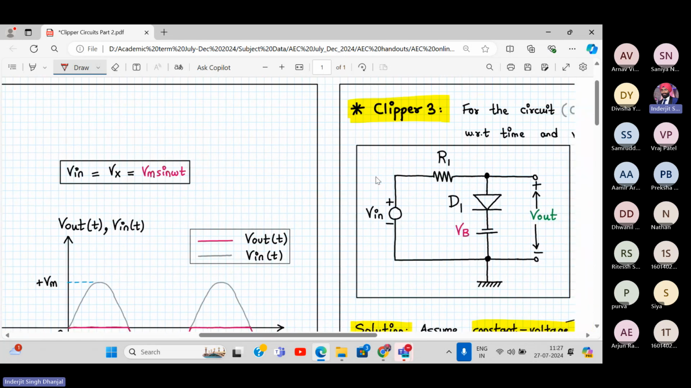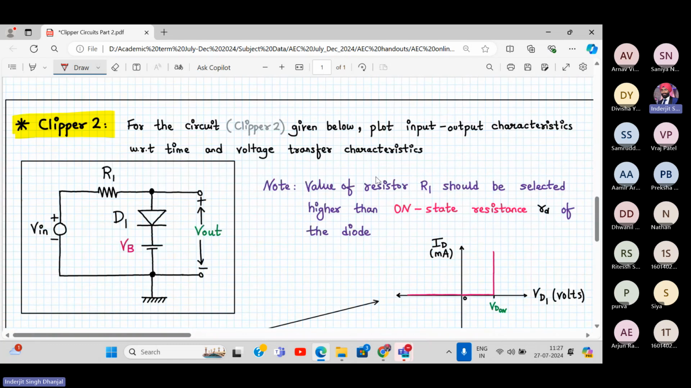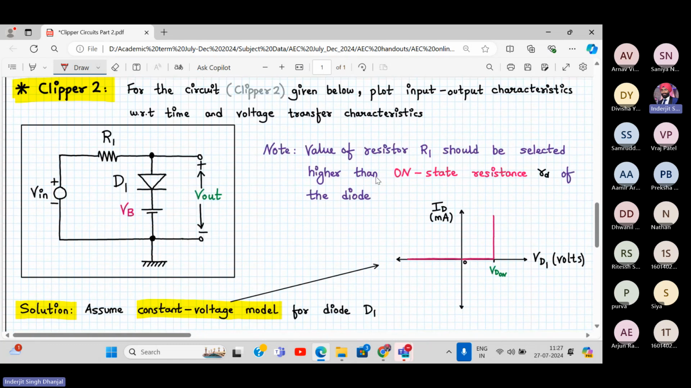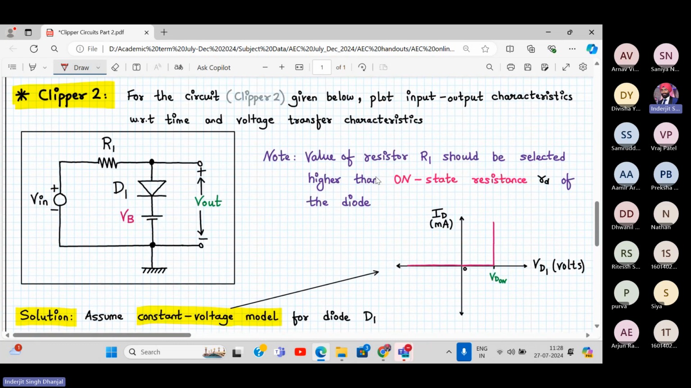Okay, now let's go to clipper number two. Yeah, so here is the circuit. Now tell me, what will be the clipping level? Vin should be less than something and Vin should be greater than something. Can you tell me what will be the clipping level? So the voltage across the diode will be VD on, and this supply bias voltage VB. This VD on is around 0.7 we know. Let's say this bias voltage is around 1 volt.